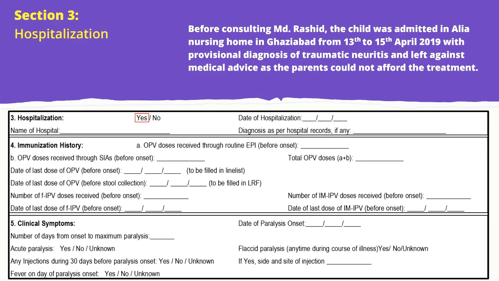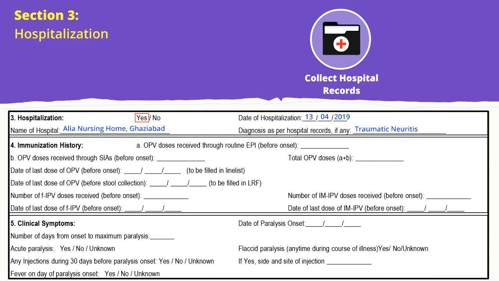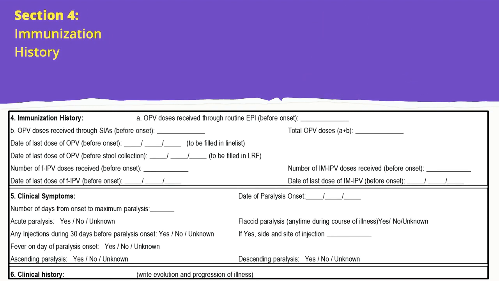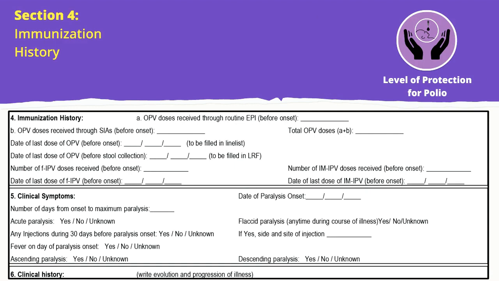Child was hospitalized on 13 April and was diagnosed as a case of traumatic neuritis. Try to collect all the hospital records which help in establishing the correct diagnosis for paralysis. Immunization history is important to understand the level of protection that is there for polio in the child.